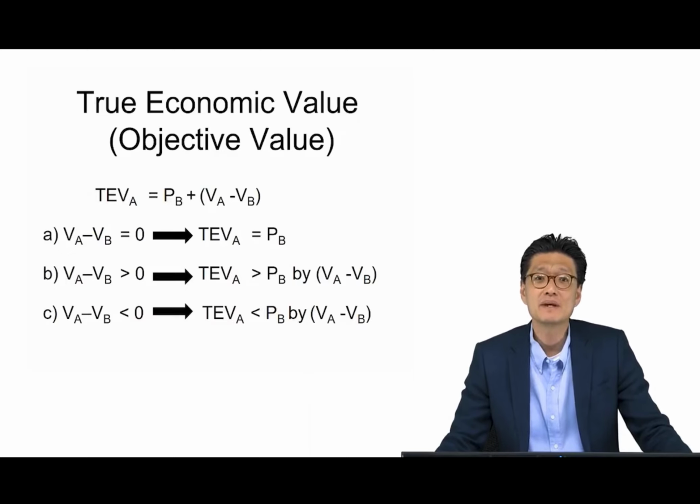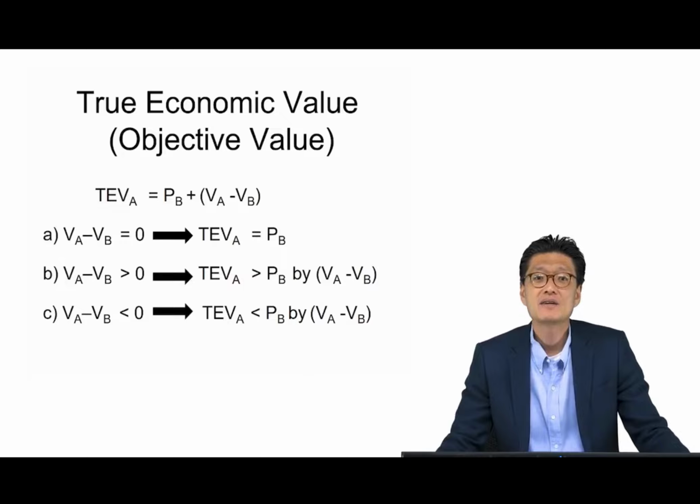So that's scenario B. Moving on to now the last scenario, C. If VA minus VB is less than 0, then this is the opposite of scenario B, where I am providing less value than brand B. So if I am providing less value than brand B, then I should charge a lower price than brand B. That's why we have TEVA is less than PB. But then again, the question becomes, how much less? Well, it should be by the differential in value, that much less. In other words, by VA minus VB less.